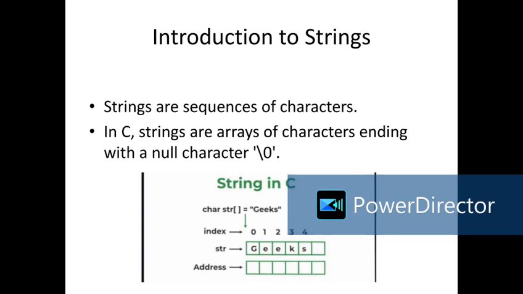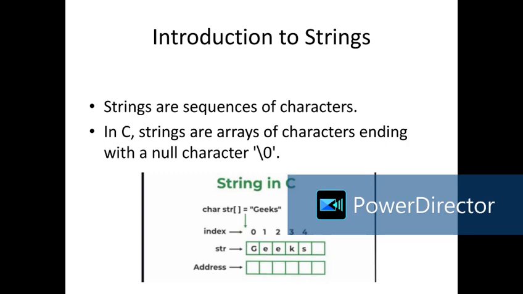So, what does this mean in practice? If you want to store the word hello in C, you are actually storing six characters: H, E, L, L, O, and \0. The \0 tells C where the string ends. Without it, C will keep reading memory beyond the intended string, leading to bugs or crashes. This is a crucial concept.